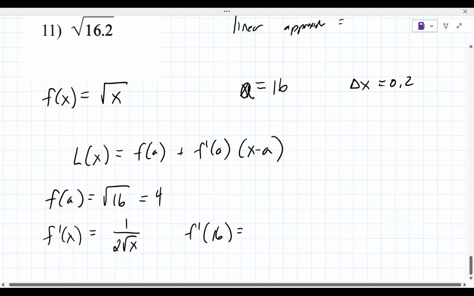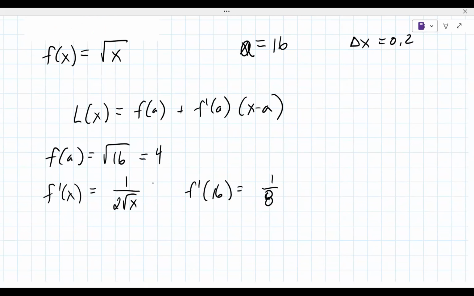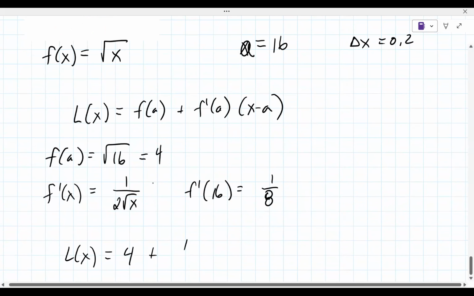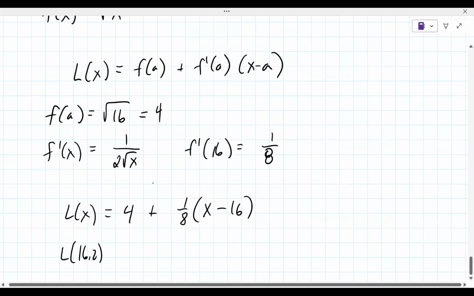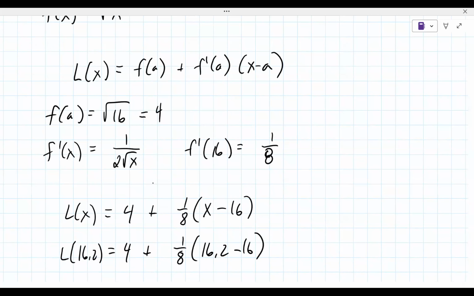I can use my calculator, right? Of course, I'm not anti-calculator. 0.125, which is 1/8. Okay. So now we've got enough to put this in. L of x equals 4 plus 1/8 times x minus 16. And we want to know what 16.2 is. So L of 16.2 equals 4 plus 1/8 times 16.2 minus 16. Could you calculate that for us, please? 4.025.